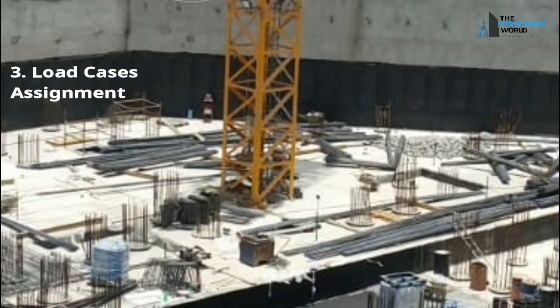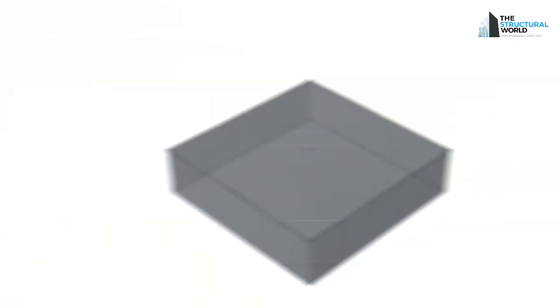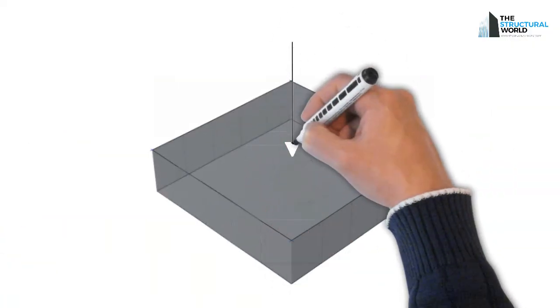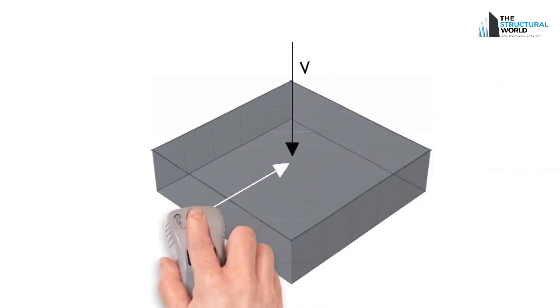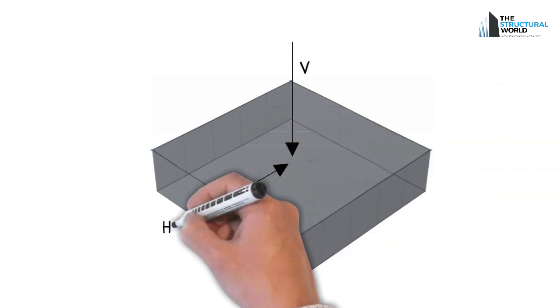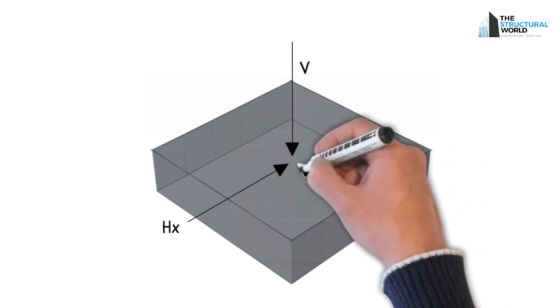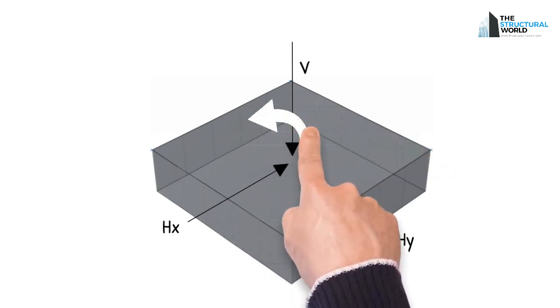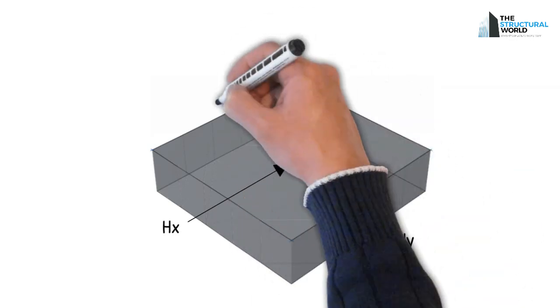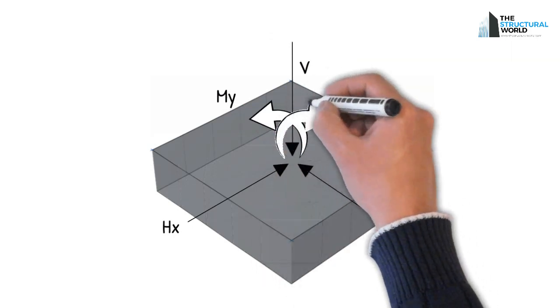3. Load cases assignment. The tower crane base reactions, as previously mentioned, should be considered in the calculations. Figure 3.1 shows the typical crane reaction schemes that are acting on the foundations. These reactions should apply in all possible locations or load cases when the crane is at rest and during the operations.